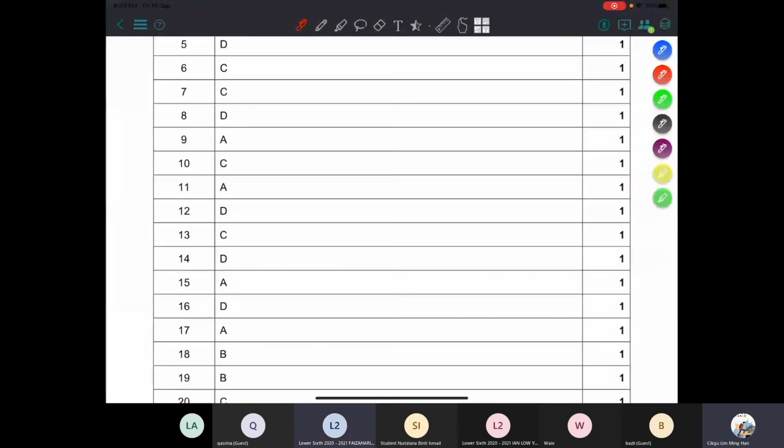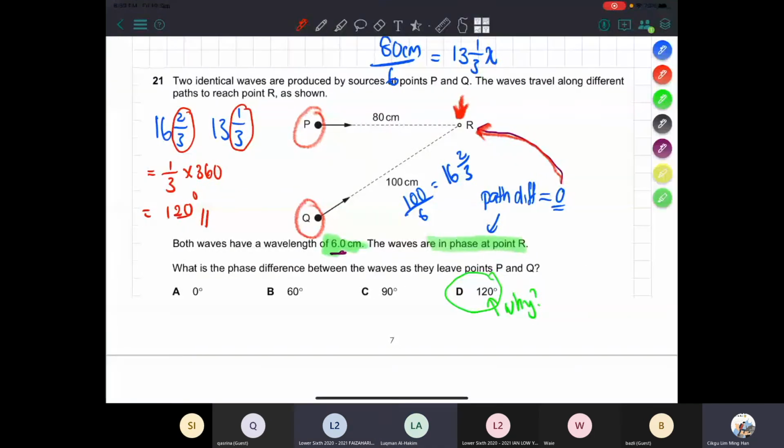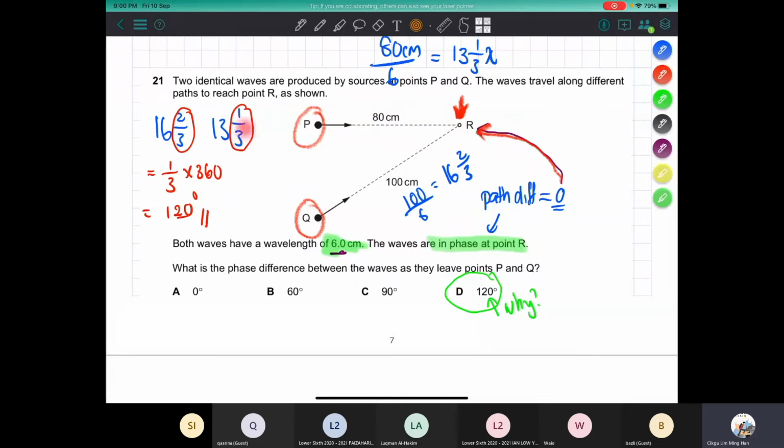Okay, question 20. Drum roll. D. Yeah, D is the answer. Wow. But why do we have to use this approach? I mean, why do we have to use this? You find the difference and multiply by 360.